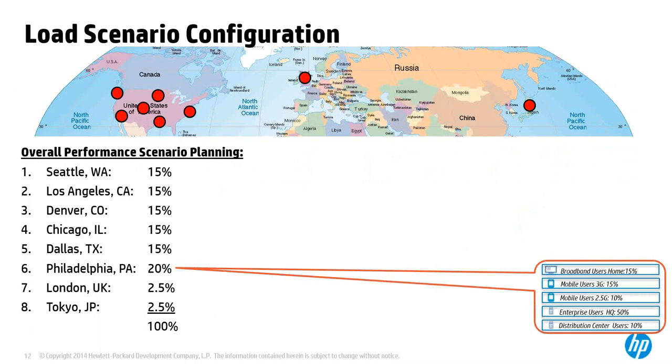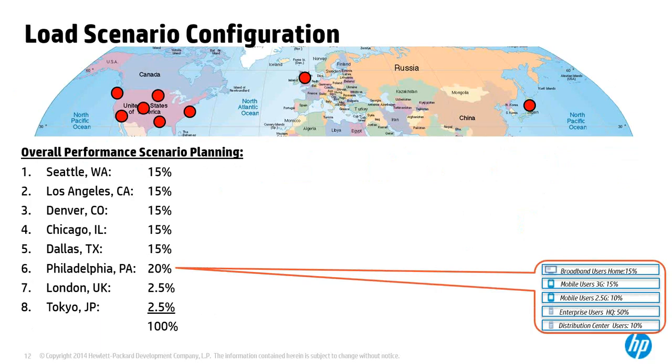So, for example, in Philadelphia, where 20% of their end users were based, you can see they then broke it into, okay, we had some broadband users at home, we have some mobile users on a 3G connection, a 2.5G connection, other enterprise users that are based in a headquarters location, and then also some that would be in a distribution center. So being able to now look at your load scenario and configuring it in a way that by leveraging virtual users and virtual network capabilities, you're now able to recreate this exact scenario in your pre-production environment to run it to be like it's going to be in production.